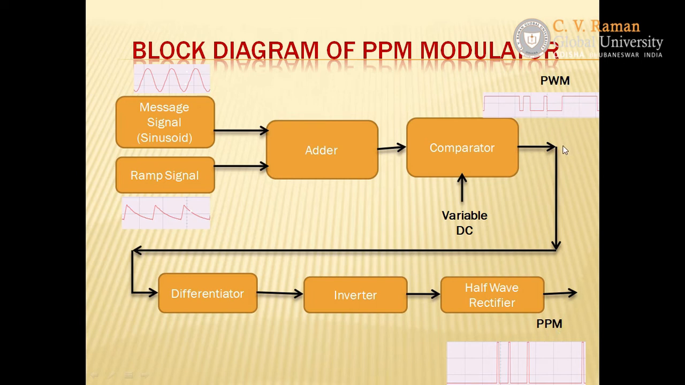So how will we generate the PPM? By simply passing this PWM signal through a differentiator. Then the differentiator, what it does, it will generate positive or negative narrow impulses along the positive and negative edges of the PWM signal. So our aim is to take the negative edge only.